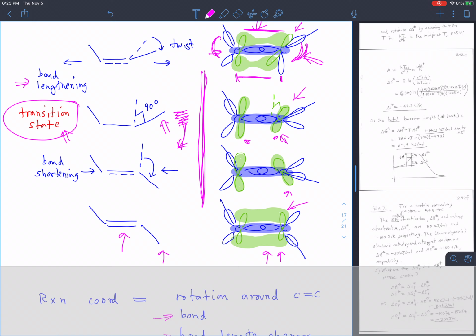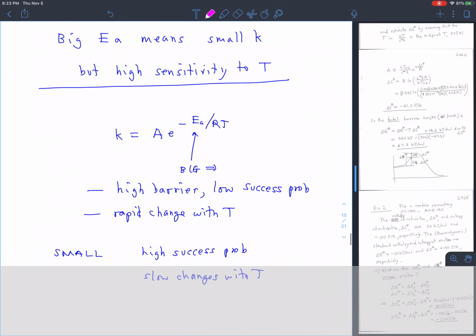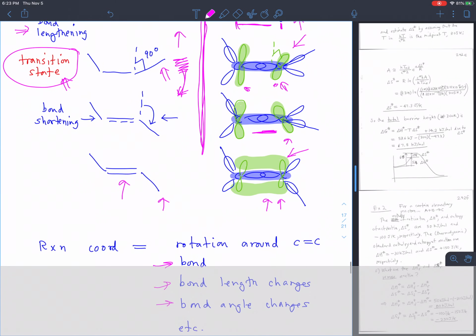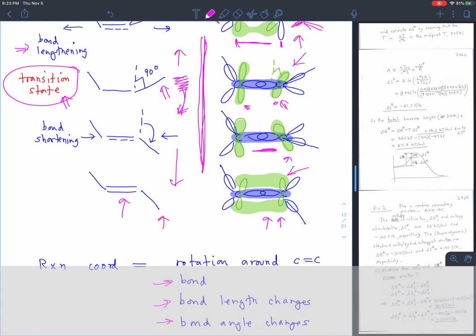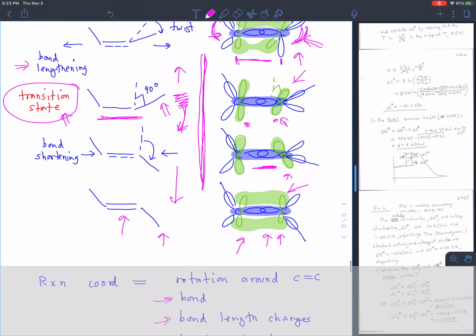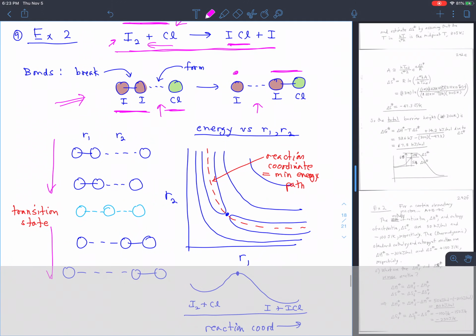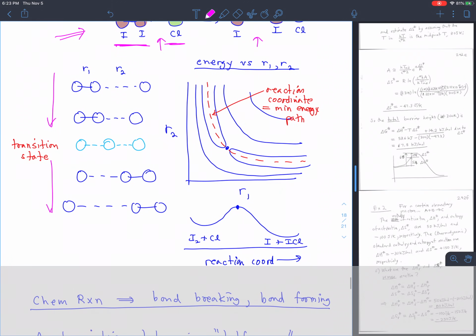You go this way, and you're going down in energy because you're starting to form this bond again. You go this way, you're going down in energy because, again, you're reforming the second bond. And as long as you keep going the other way, you're just getting to higher and higher energy. So that tells you that this is the transition state. Now, what's the transition state in this case?